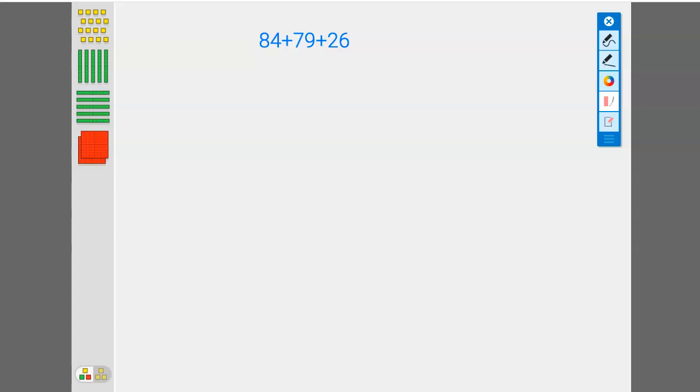Hi everyone, I'm Mrs. Morton, and today we're going to be adding 3 addends with 2-digit numbers. And we're also going to be doing some regrouping.